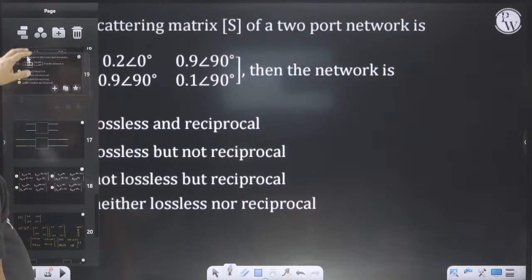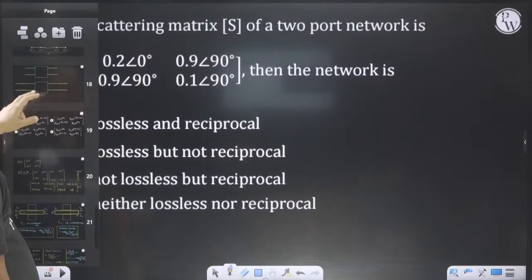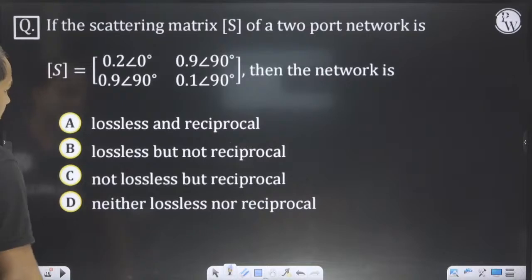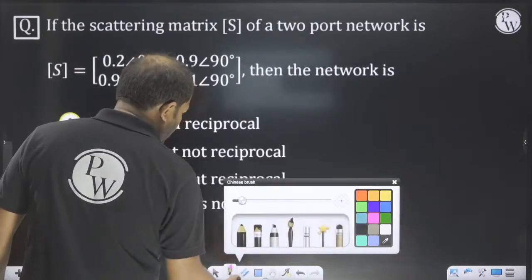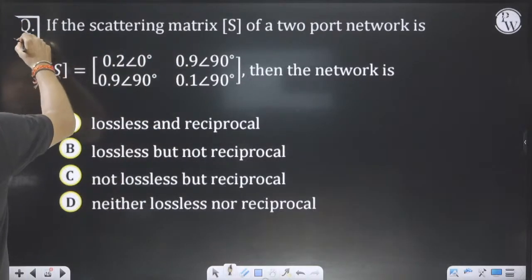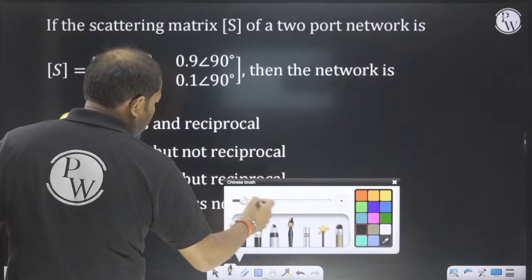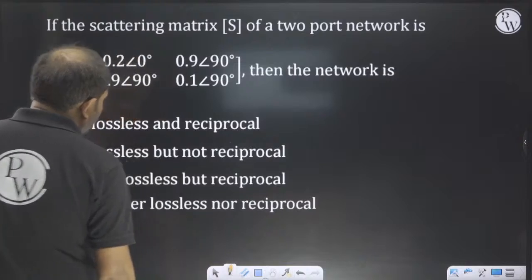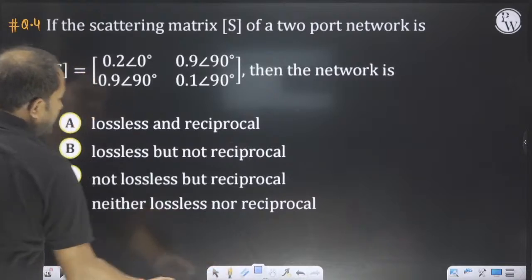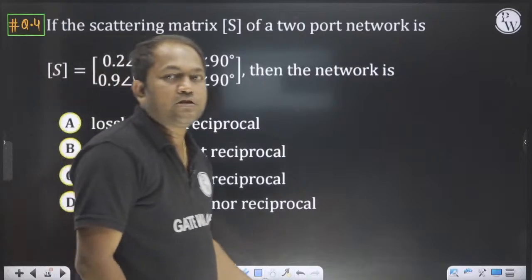Then after that, they will ask about lossless and distortionless, reciprocal, like that. In this question, they have given some S parameters, and they are asking whether this is reciprocal or not, lossless or not, and you have to give the answer. This is question number 4. They are going to ask whether this is reciprocal or not, symmetrical or not.